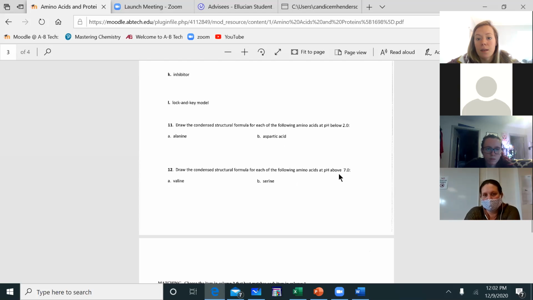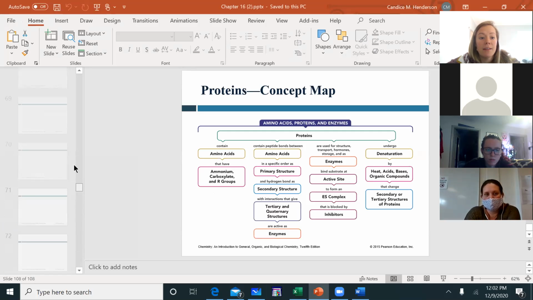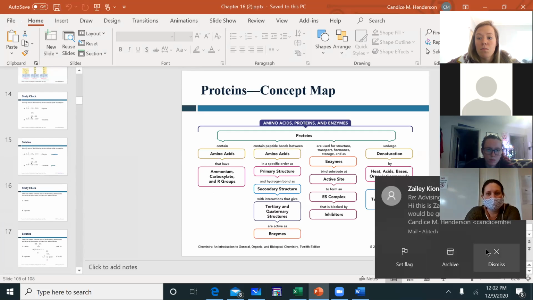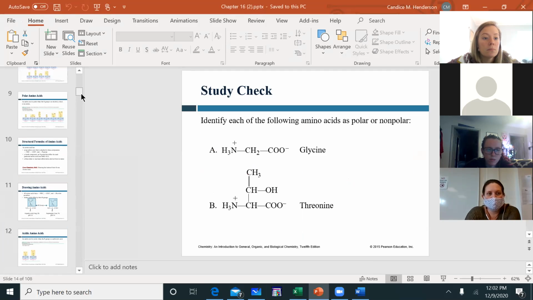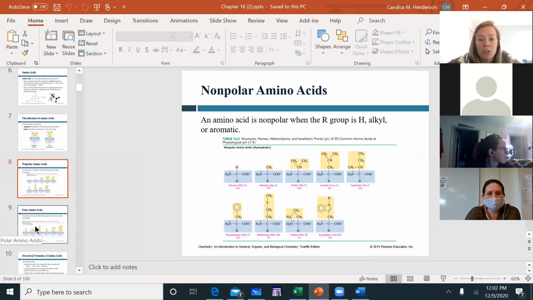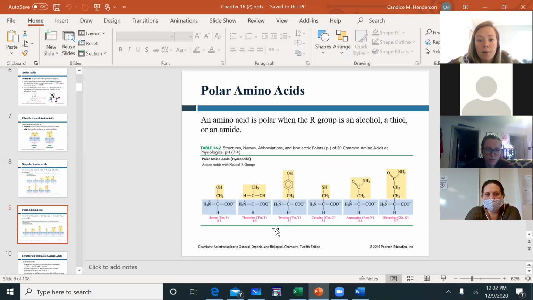This says if we put it above 7, so you need to figure out the structure for valine, the structure for serine. And again, all of these you can find in the slides. We go back up here. Here are a bunch of them. Okay, there's valine. Here's serine, right? And it also has its isoelectric or its PI points. So serine likes to be at 5.7. So if we're at 7, we're in a more basic solution.